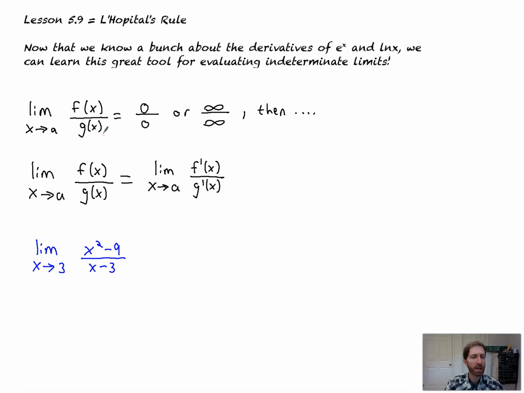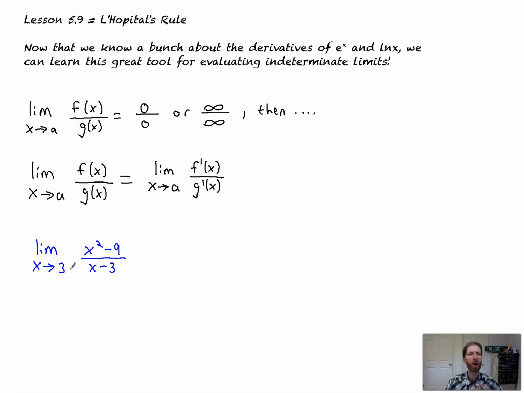So essentially, here's what we got. Anytime you plug in some limit, so as x approaches a of some function, you plug in a and you get 0 over 0 or infinity over infinity, then the limit as x goes to a of one function over another function will be equal to the very same limit as x approaches a of the derivative of the numerator over the derivative of the denominator. Let's see this one in action.